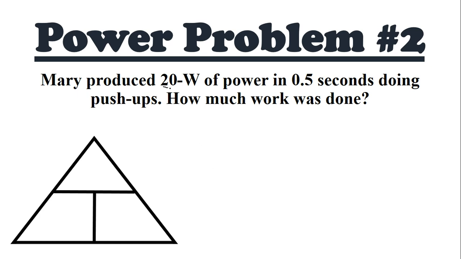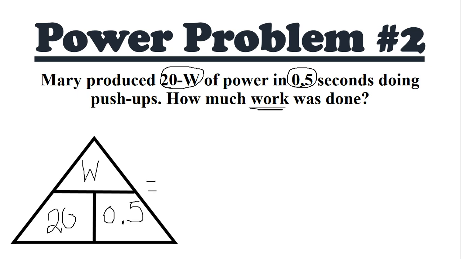Mary produced 20 watts of power in 0.5 seconds doing push-ups. How much work was done? So we have power, we have time, and we have work. We're using the power formula. We're asked for work. Work goes at the top with a big W. In the bottom left corner goes our power. Power is 20, and our time is 0.5 seconds. Since the numbers are next to each other, we're going to multiply, and we will get 10 joules of work. Is that what you got? All right.